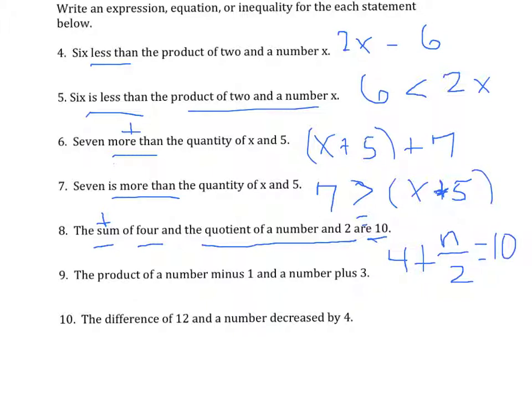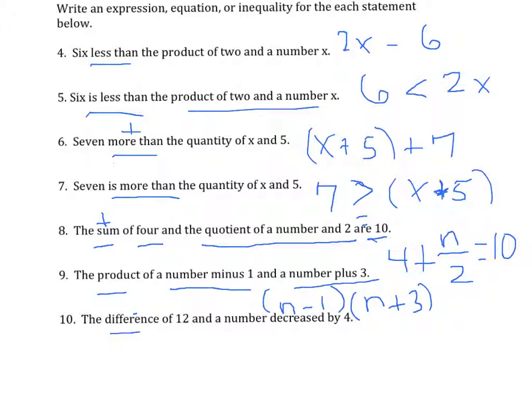The product of a number minus 1 and a number plus 3. So product means they're about to multiply at least two factors. A number minus 1 is one of the factors, and a number plus 3 is another factor for that product.